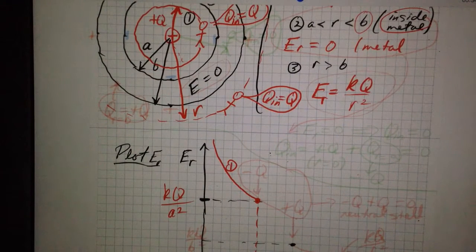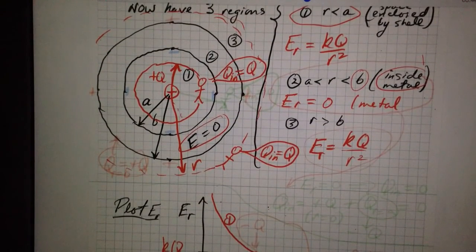But how do we achieve zero field inside? Well, we've got to stop the field in region 1. And in this case, it's all about having charges on the inner and outer surfaces of that shell. Basically, what's happening here is that the positive charge Q is polarizing that shell.